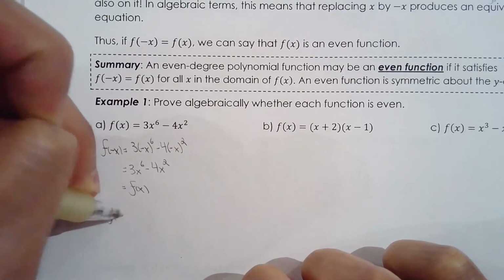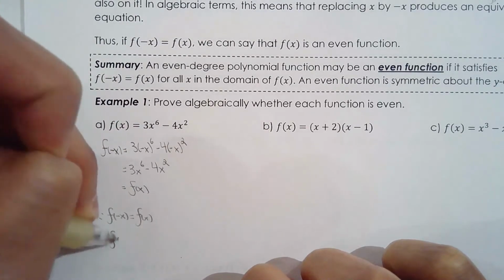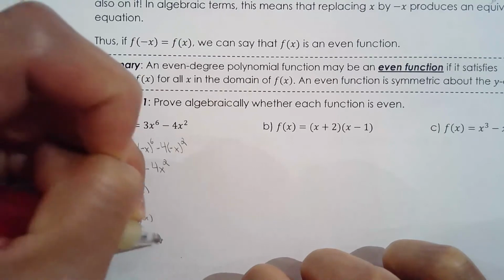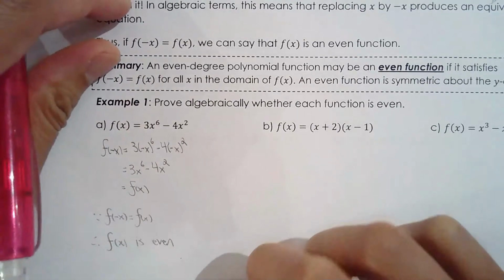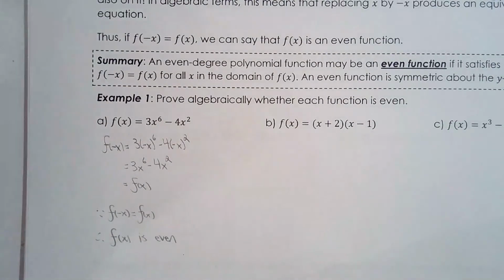So guess what? Since f of negative x equals f of x, we can conclude f of x is even. Now please don't confuse even function with, for example, even degree power function. They're totally different things. Don't confuse even function with even degree polynomial function.